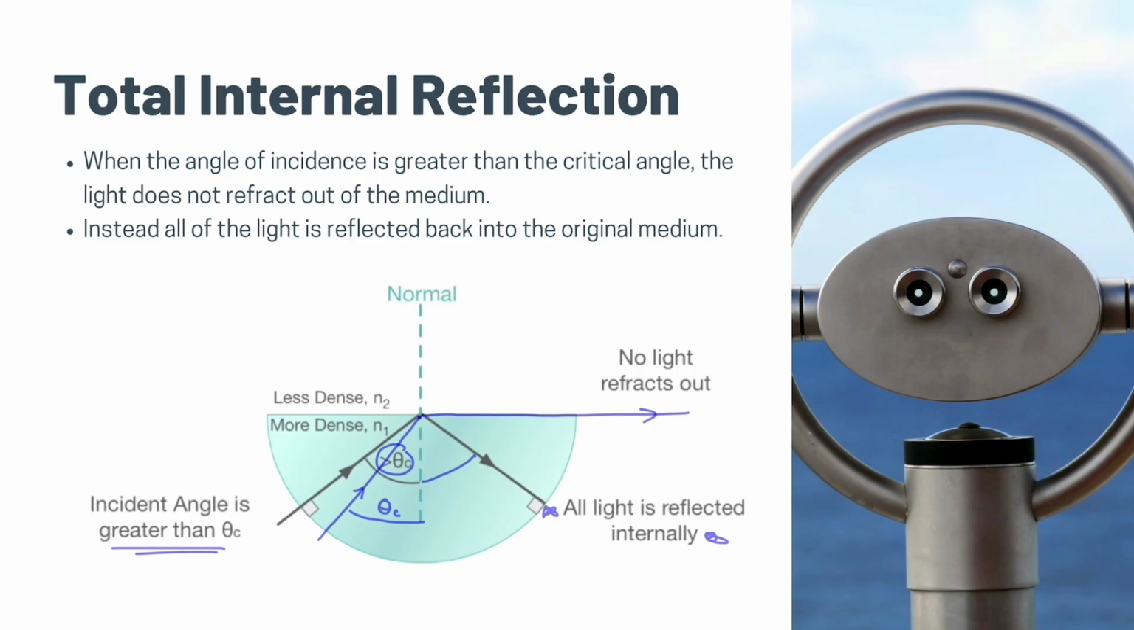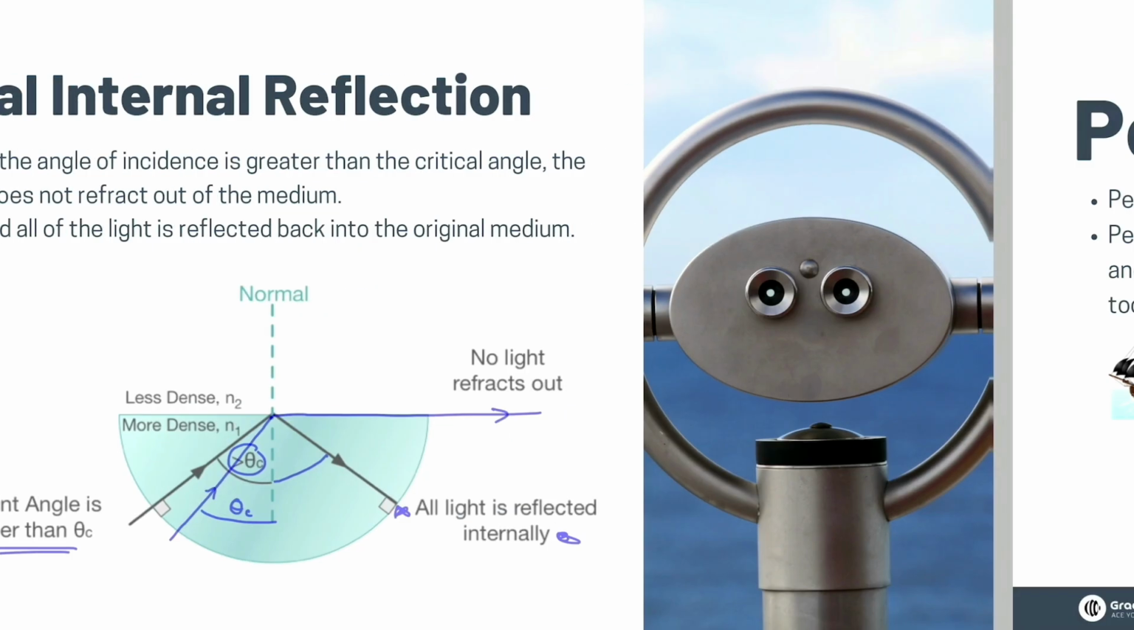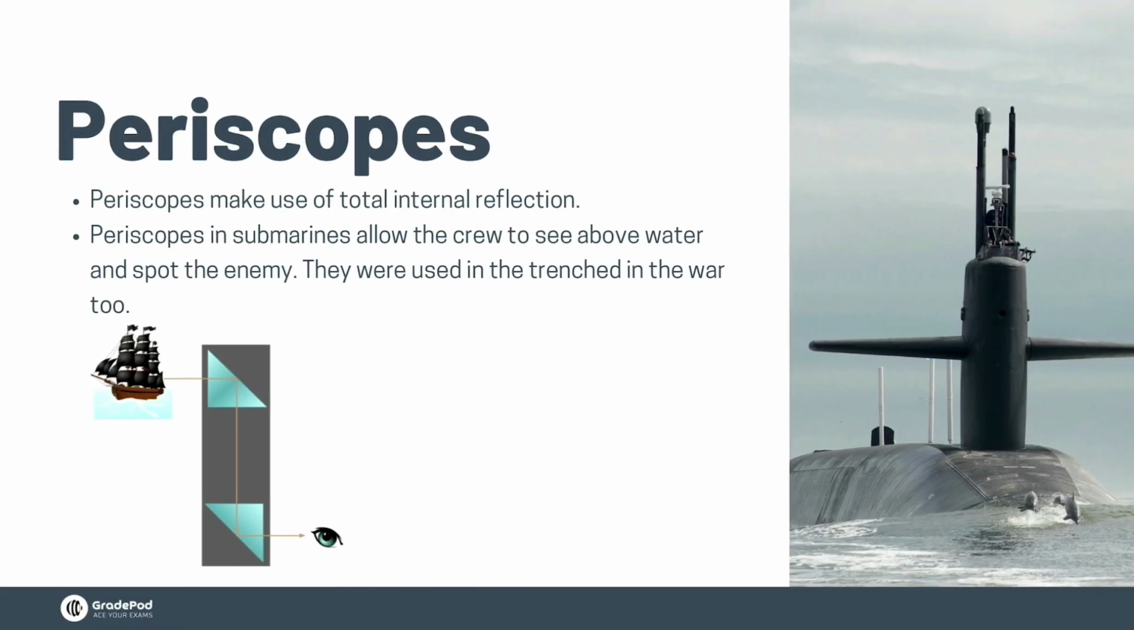Let's go over these two points. When the angle of incidence is greater than the critical angle, the light does not refract out of the medium, so it doesn't come out here like it used to. Instead, all of the light is reflected back into the original medium. And that's how periscopes work. Periscopes in submarines make use of total internal reflection.